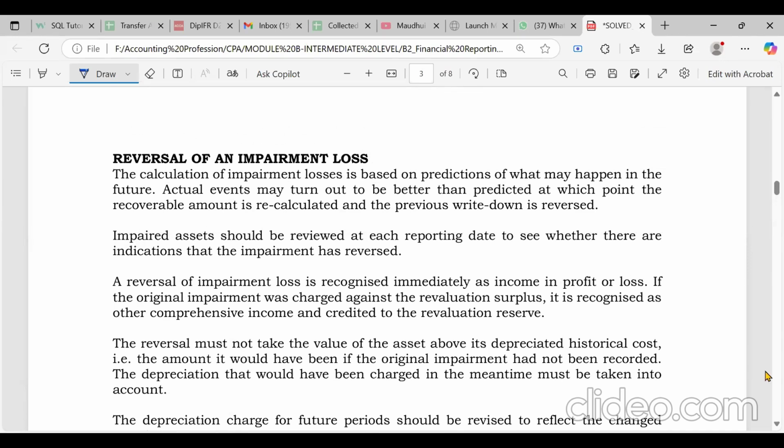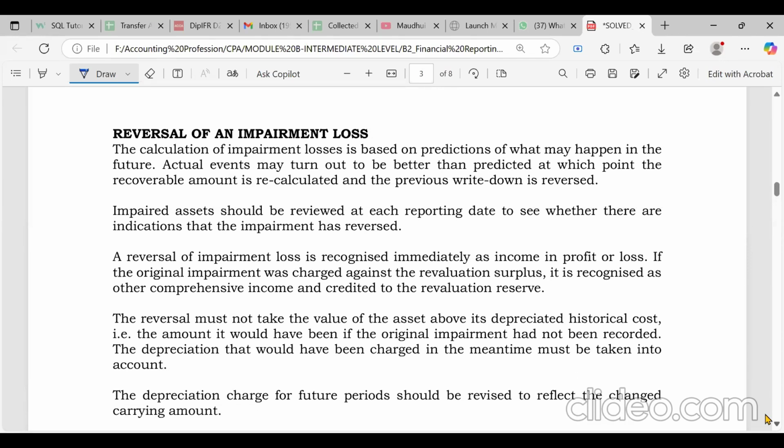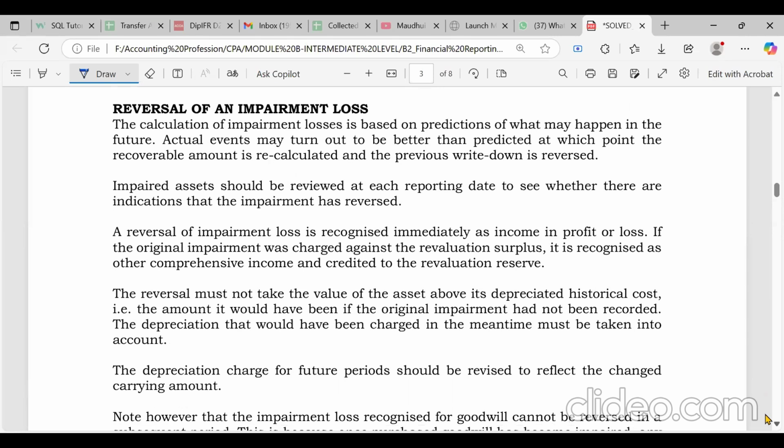Reversal of an impairment loss. You have seen how impairment works. Now we go on to reversal of impairment loss. The same way, since we say that if we cannot recover the value of the carrying amount, we drop the value of the asset, if we find out that the reasons which caused us to reduce the value of an asset have changed, then we have no way but to try our best to reinstate the value of the asset.